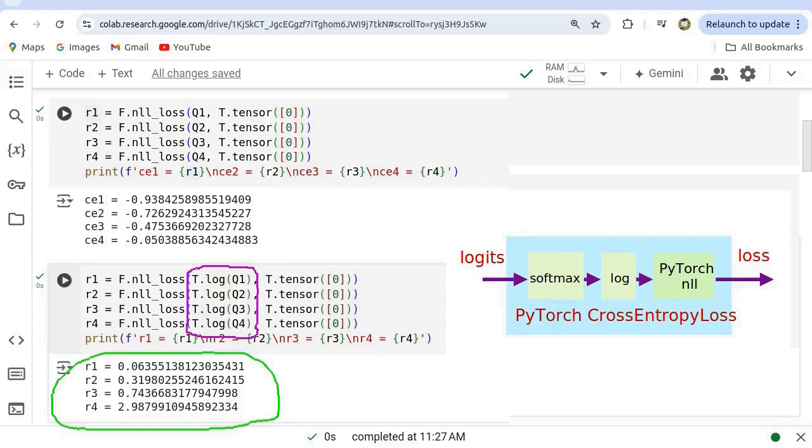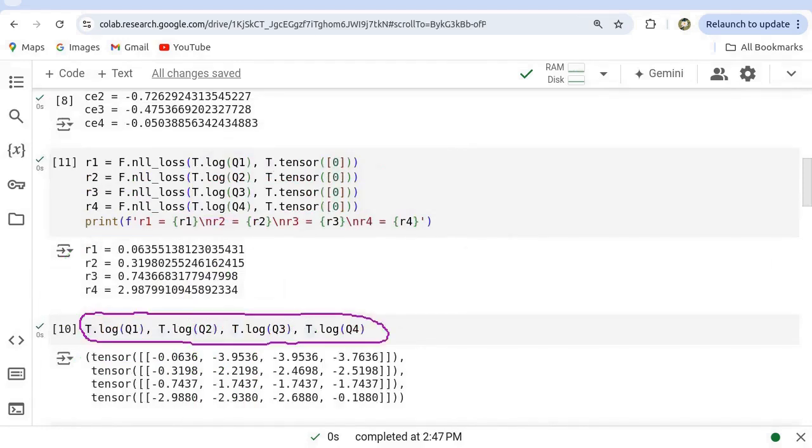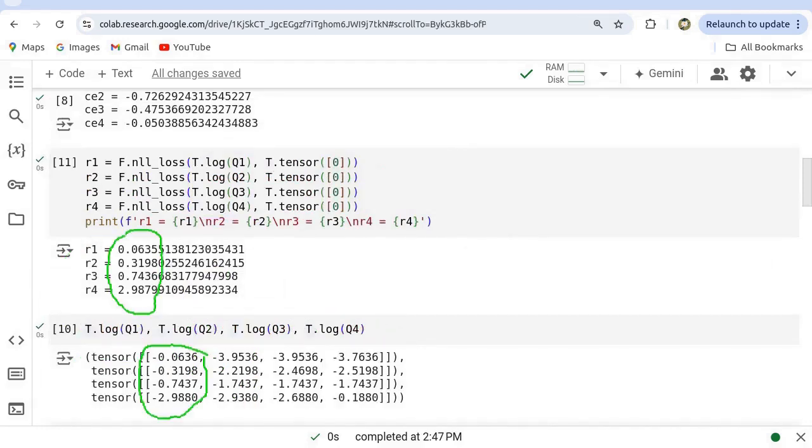The question arises, what does the NLL loss function do? Let's examine the log probabilities and compare them with the values of cross-entropy. In our case, the NLL_loss function does not use a logarithm to compute the result. Instead, it selects the value of the predicted tensor based on the index in the target tensor and reverses the sign from negative to positive.